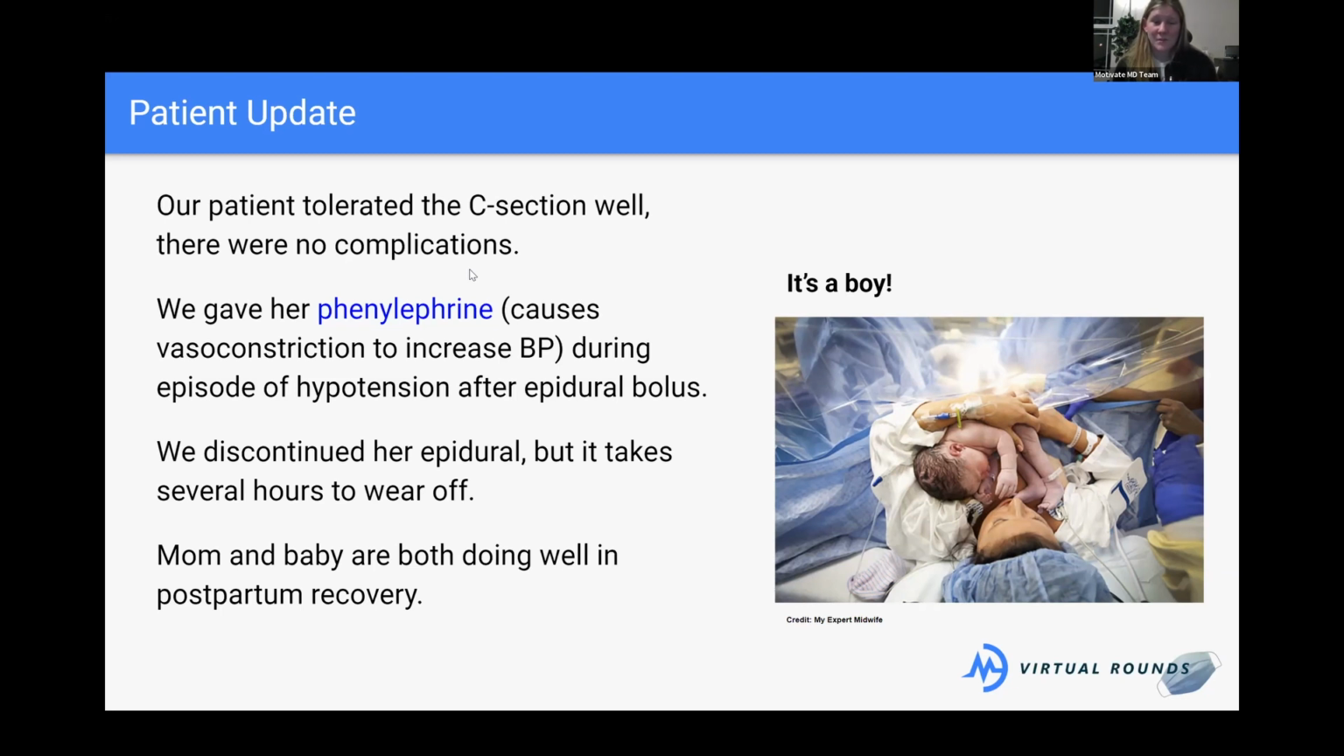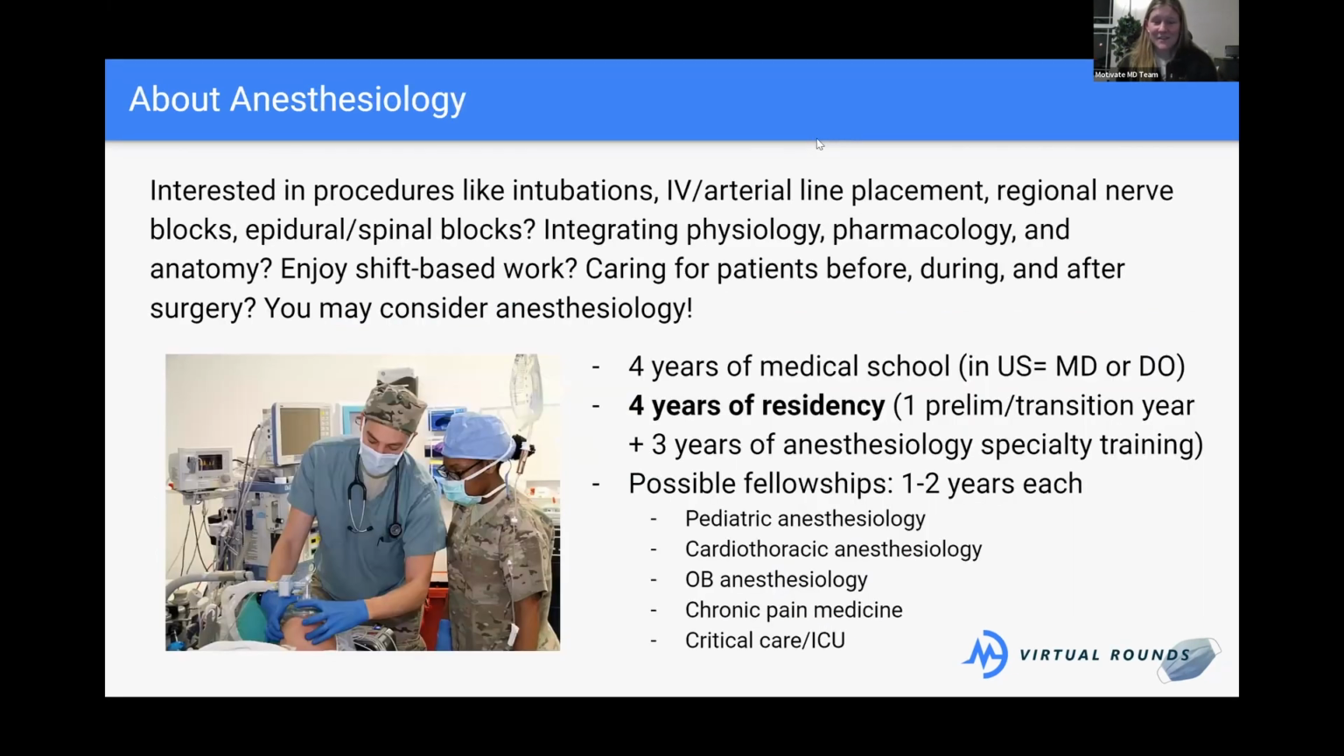So mom and baby are both doing well in postpartum recovery. So yay, happy ending. That's the end of the case.